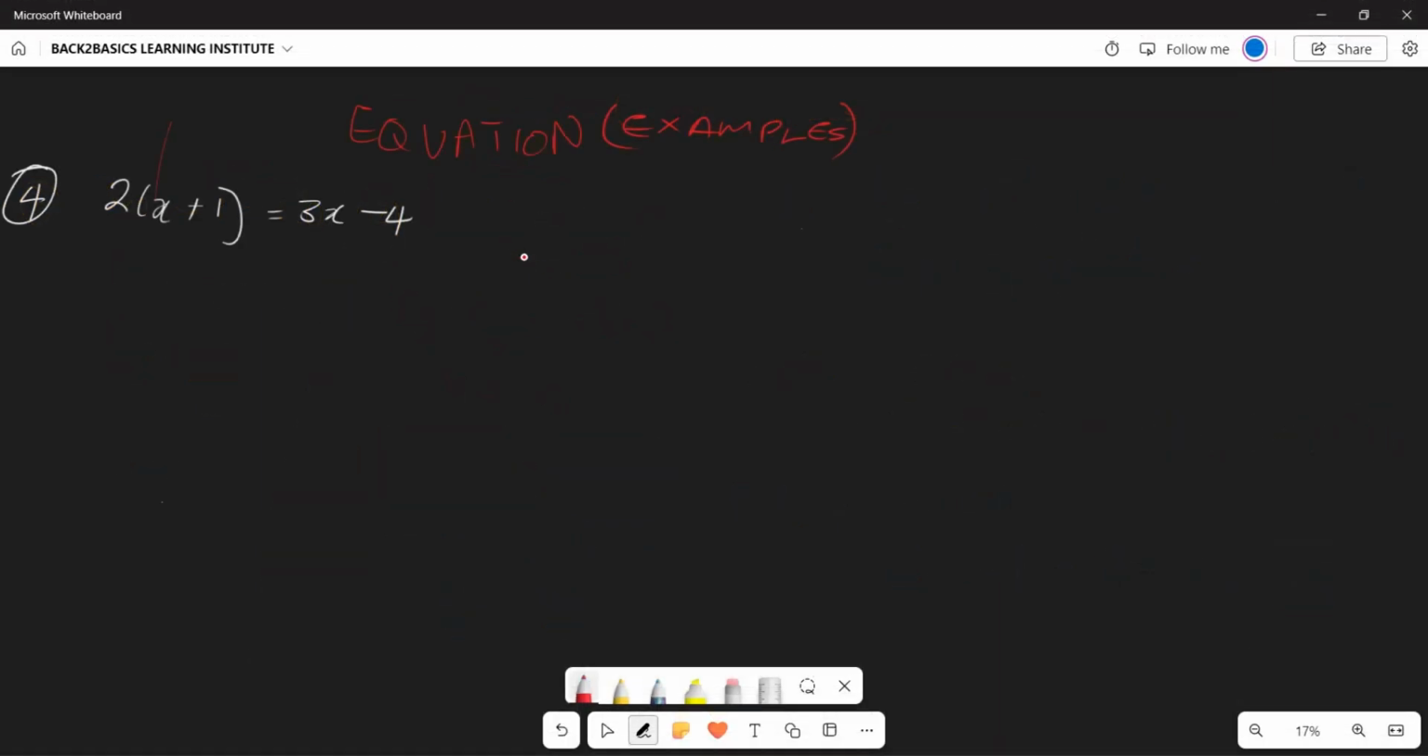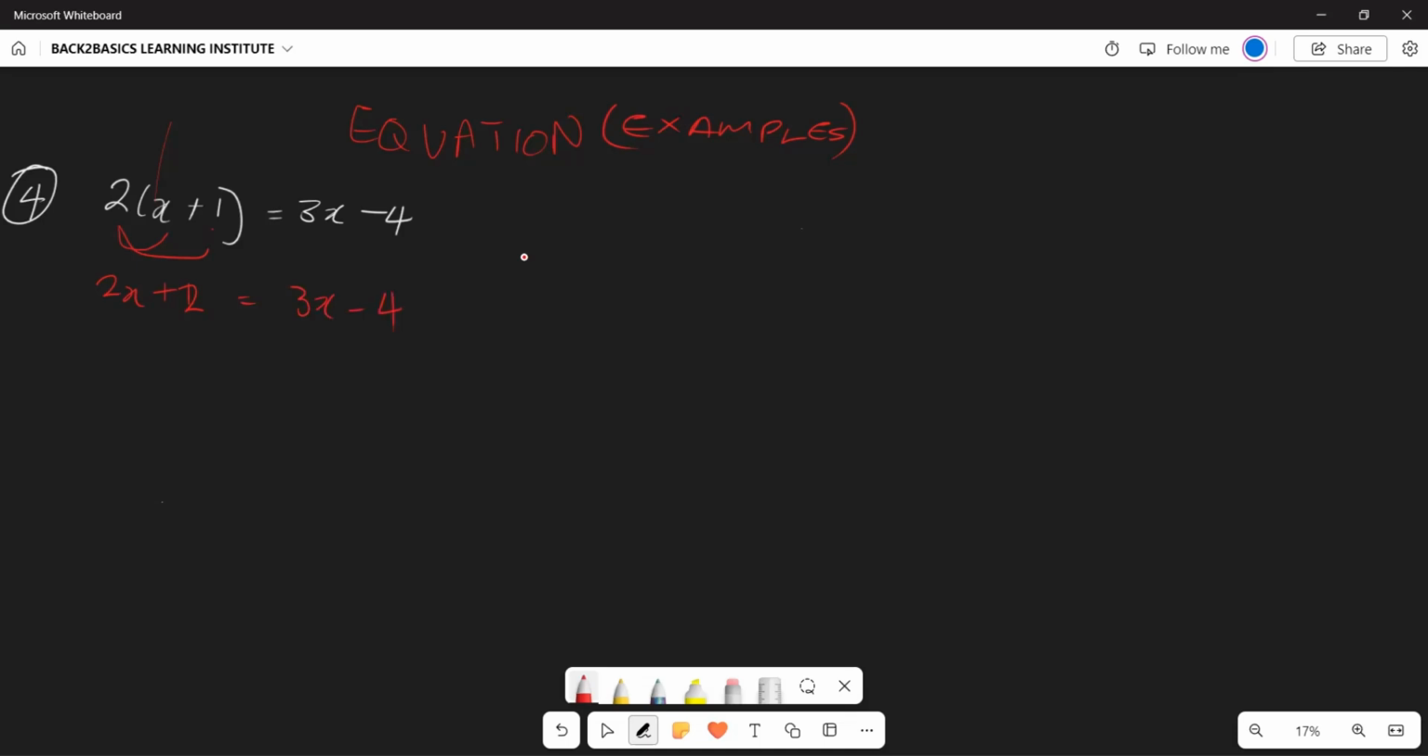So now what we are going to look at is number 4, in terms of what it is that we can do, right? So here, we are going to start by using the distributive law to distribute this 2, right? So what is it that you're going to have? This is going to be the same as 2 multiplied by x, which is going to be 2x. And 2 multiplied by +1, this is going to give us +2, right? Because 2 multiplied by 1 is 2, right? So this is going to be equal to 3x subtract 4.